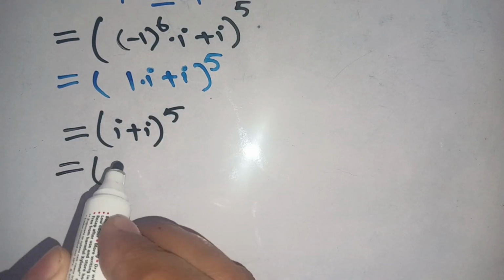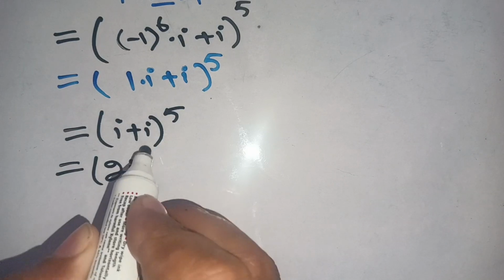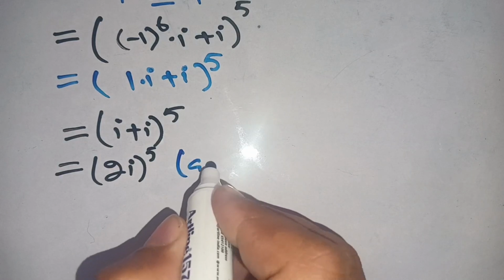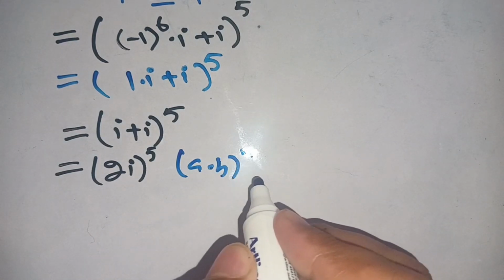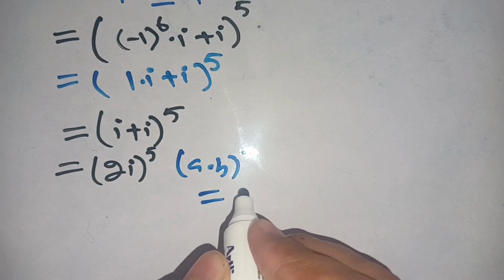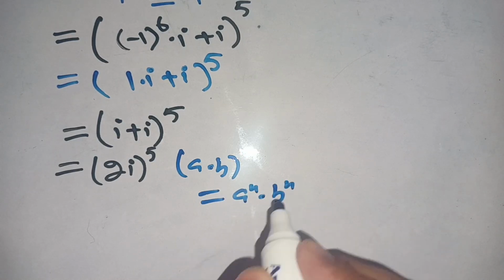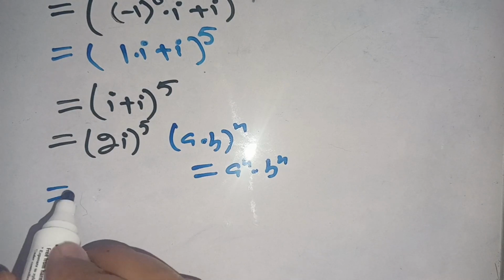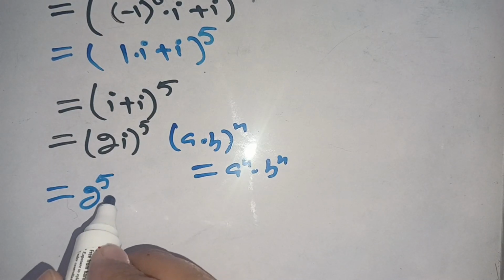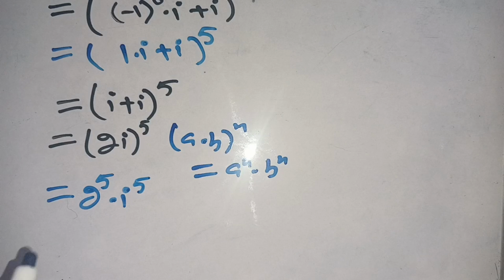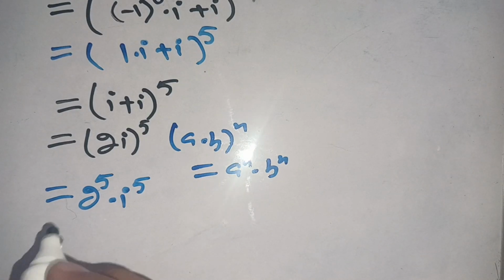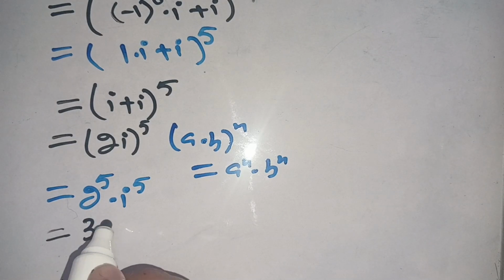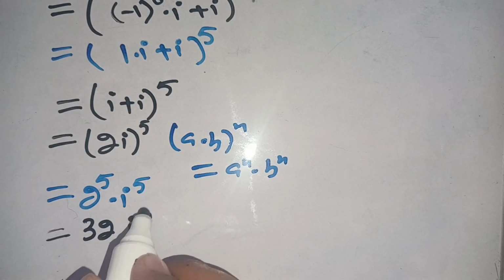And iota plus iota becomes 2 iota, whole power 5. Now we know that (a times b) whole power n is equal to a power n times b power n. Now it is equal to 2 power 5 times iota power 5. 2 power 5 is equal to 32, and iota power 5.